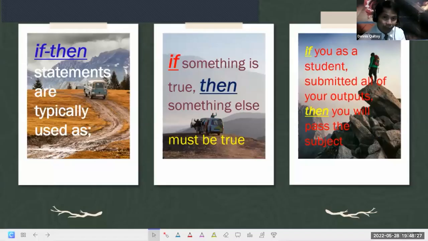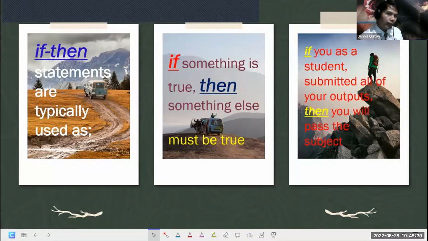I would like to ask you to identify if it is reasoning or critical reading. Example, if and then statements.